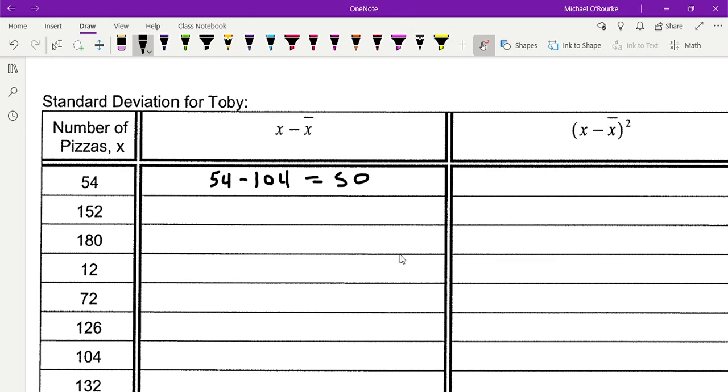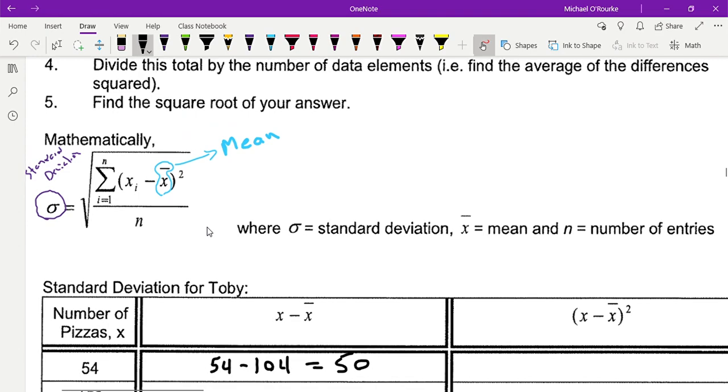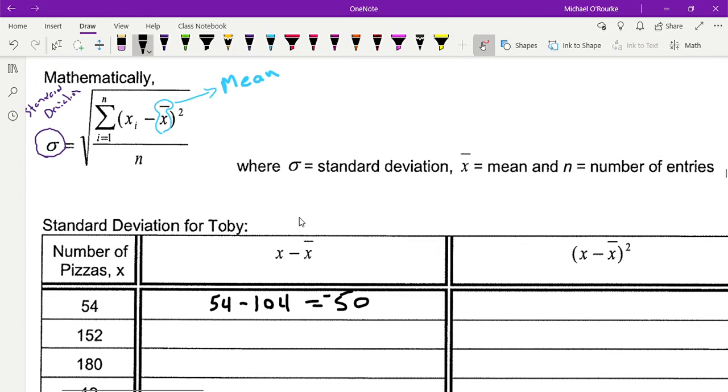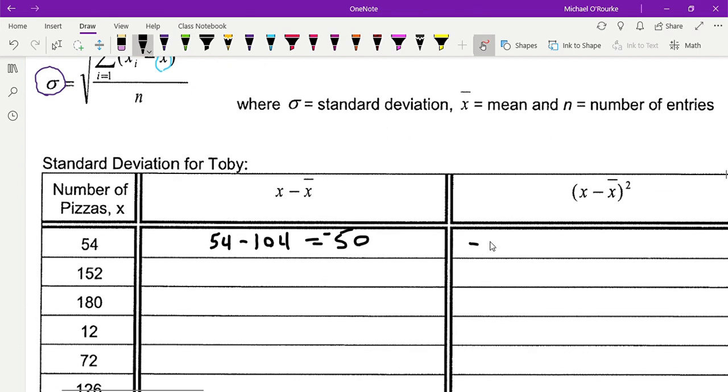Okay? Then on this side, we're just taking the answer we get here and we're going to square it. Sorry, negative 50. So in the equation, it's asking what's the difference between whatever data point it is minus the average. We do it here, and then we're going to square. So that would be negative 50 squared, which equals 2500.